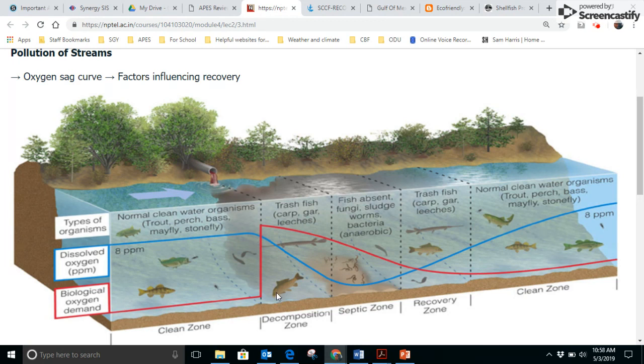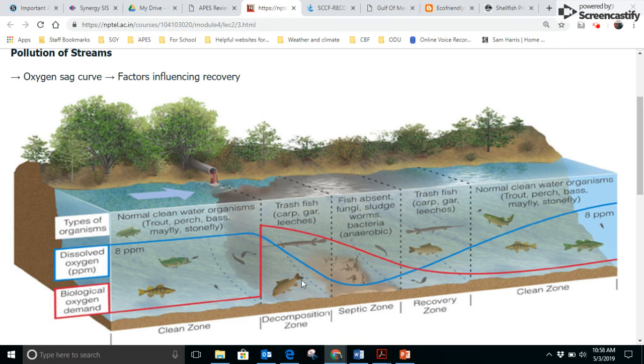As we get further down river, once we hit where this nutrient loading is occurring for this oxygen sag curve, we have a change in ecosystem, a change in fish that we're seeing. We aren't seeing the happy fish. We aren't seeing the fish that need a lot of oxygen. We're seeing things like carp, gar, catfish, those sorts of things that can live in oxygen-starved environments. Okay, this is a zone of decomposition.